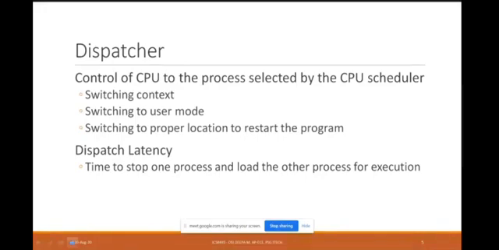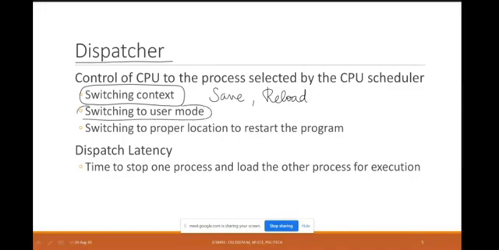So the next topic is the dispatcher. Now your CPU scheduler has chosen one particular process for executing in the CPU. This context switching will be done by your dispatcher, meaning you have to save the state and reload the other process. And switching from kernel mode to user mode will again be done by your dispatcher, and you are going to point to the proper location and restart the next program which is to be executed.